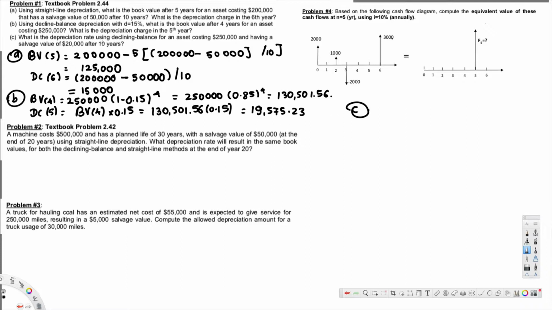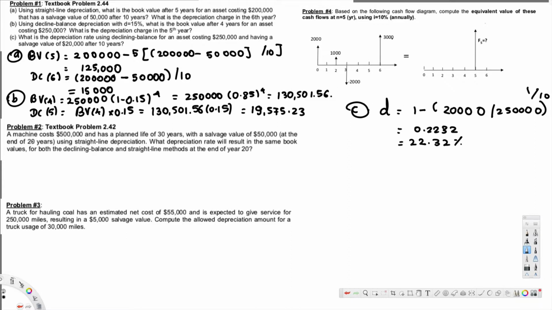Okay, let's look at the C part. C part is asking, what is the depreciation rate using declining balance for an asset costing 250,000 and having a salvage value of 20,000 after 10 years? So to calculate that, d is equal to 1 minus 20,000 right here divided by 250,000, costing 250,000, and after 10 years, so 1 over 10 in the power. If you calculate this one, you will get 0.2232, and that's equal to 22.32%. And that's the answer for the first question.